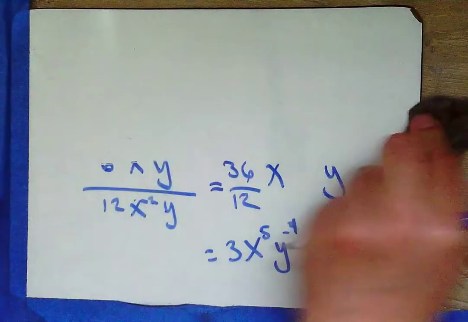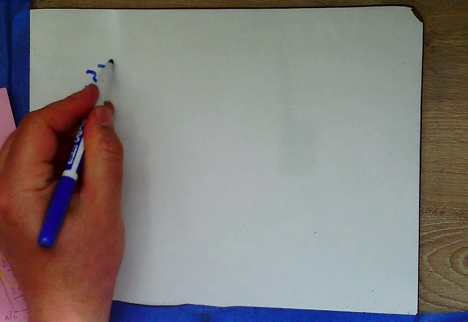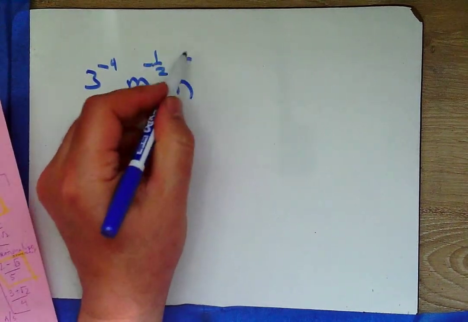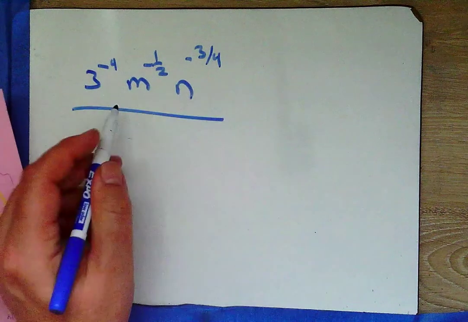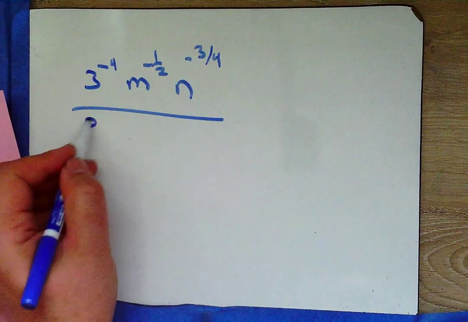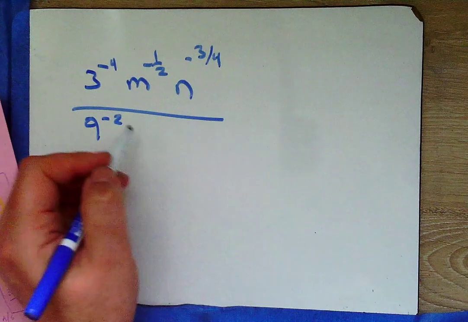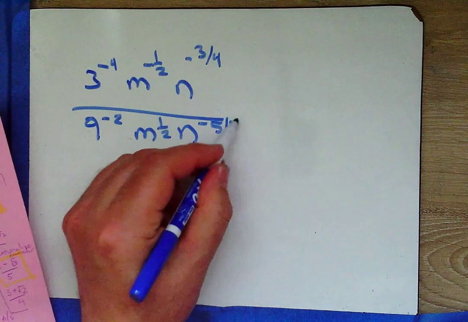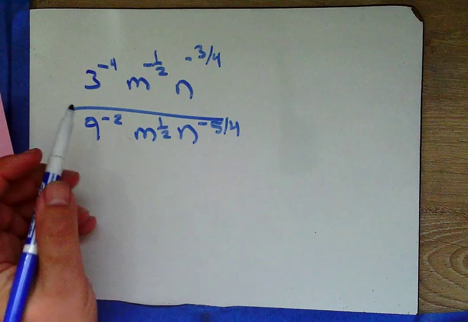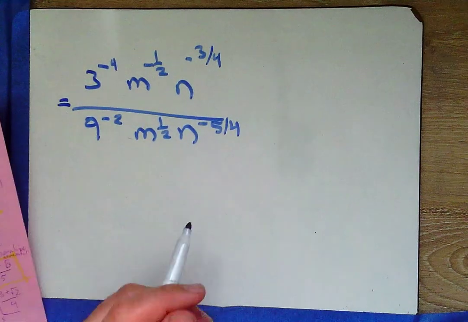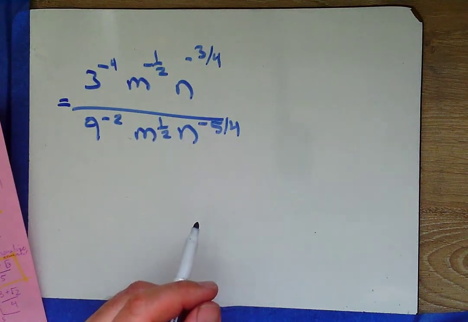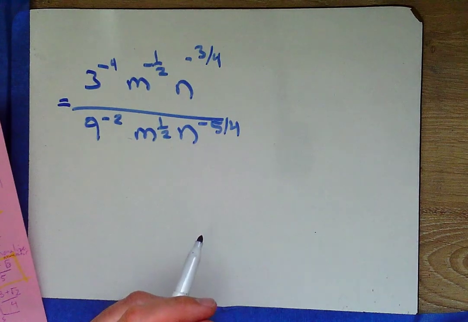Okay, let's do one more, and then we'll move into radicals. 3 to the negative fourth, m to the negative 1/2, n to the negative 3/4 over 9 to the negative 2, m to the 1/2, n to the negative 5/4. So give this one a try. Pause your video, give this one a try. See how it goes. I'm hoping that this is more comfortable for you than it was a few days ago.